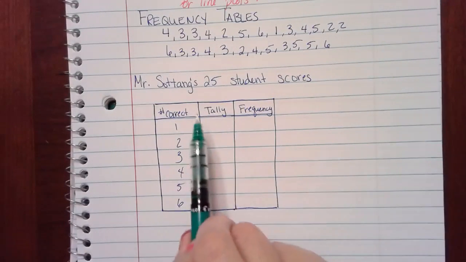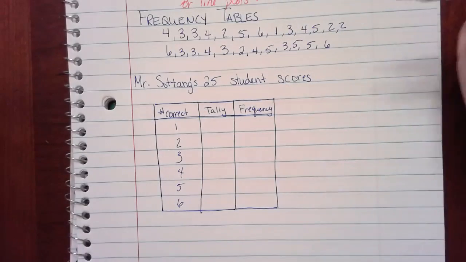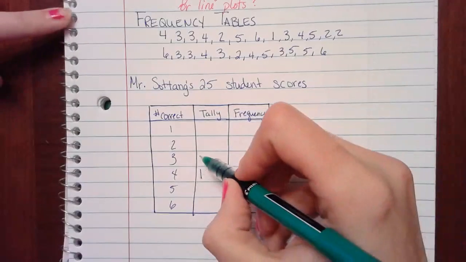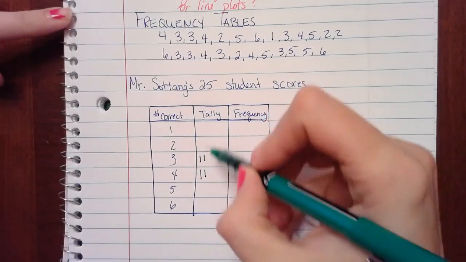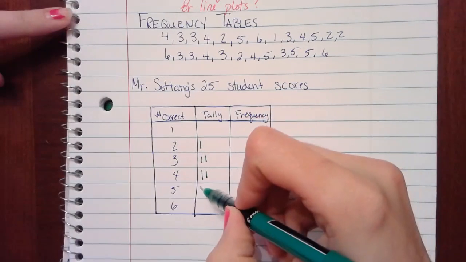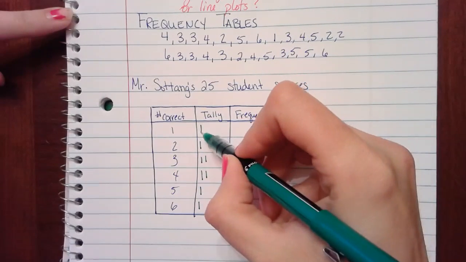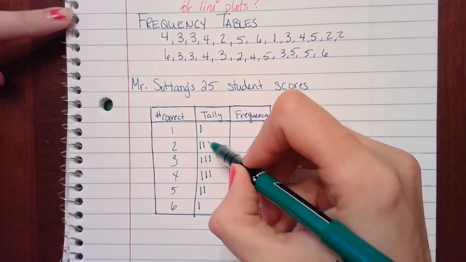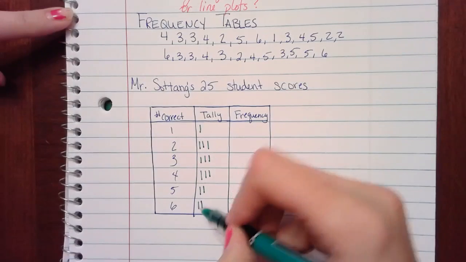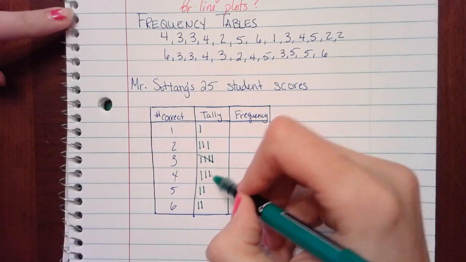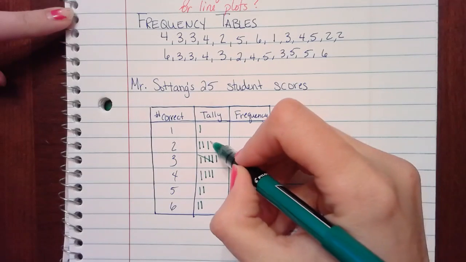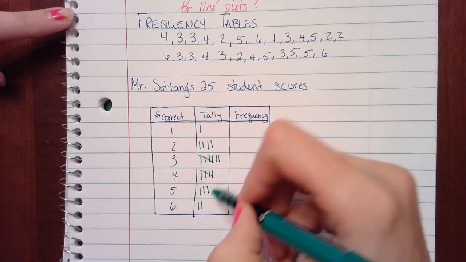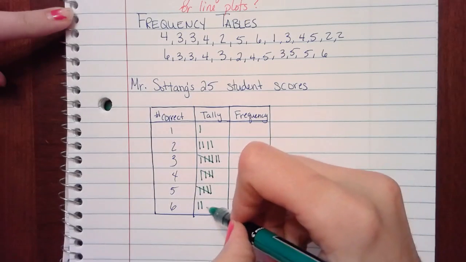So what we're going to do is we're just going to go through and tally every time we come to a value. So here is a 4, so I'm going to put a tally mark on a 4. Then we have a 3, another 3, another 4, 2, 5, 6, 1, 3, 4, 5, 2, and 2. Then we have another 6, another 3, another 3, 4, 3, 2, 4, 5, 3, 5, 5, and 6.